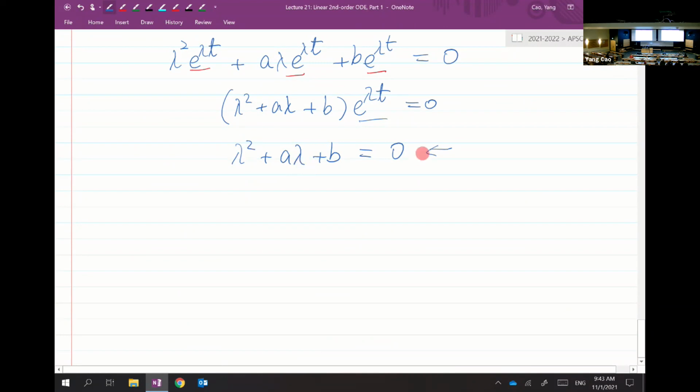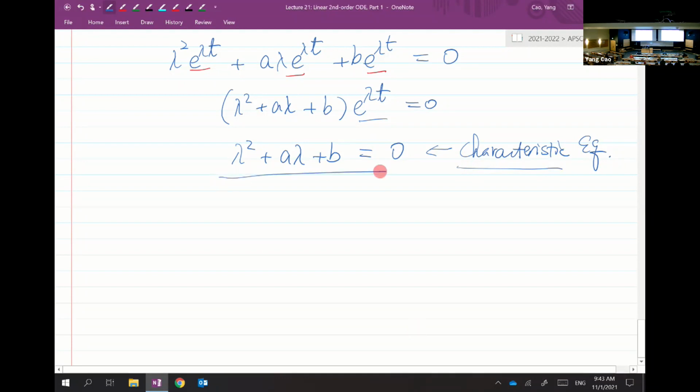Okay, so this equation we call the characteristic equation, just like the adjective characteristic, because this equation literally gives you back the nature, how the original equation is supposed to behave. It gives you the feature of the original differential equation.